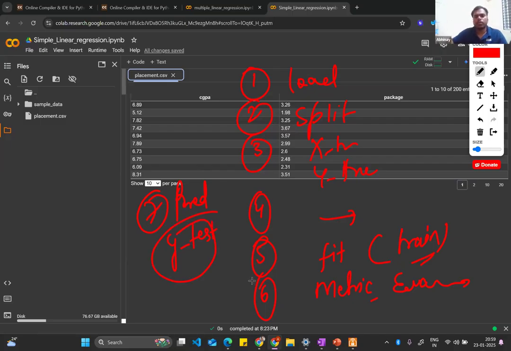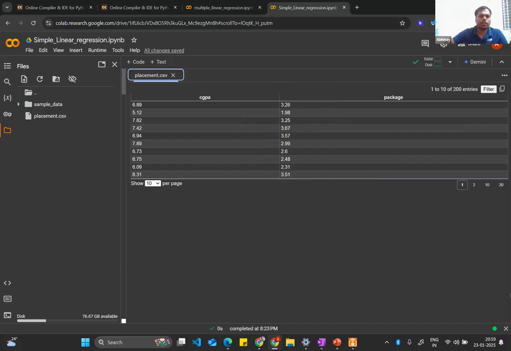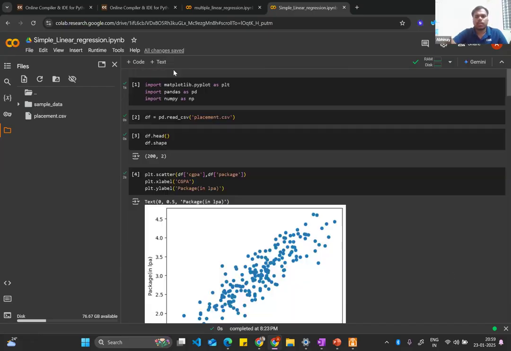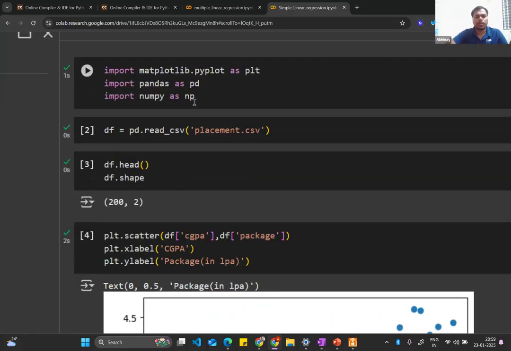So these are some 6 to 7 steps, right? Moreover, in every machine learning algorithm, you will get only these 6 or 7 steps. So if you are able to write the code now, then you will be able to understand each and everything in a very good way. So we'll start with this.